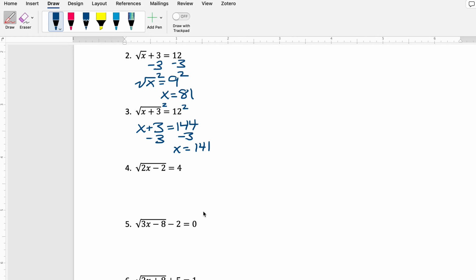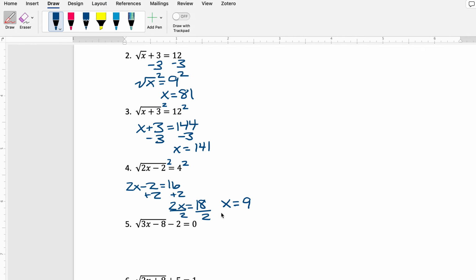Looking at number 4, it's kind of a similar setup. Since we don't have anything outside of the square root sign, our first step is squaring both sides to get rid of that square root symbol. When I do that, I get 2x minus 2 equals 16. Now I add 2 to both sides. So 2x equals 18. And divide both sides by 2, which gives me x equals 9.